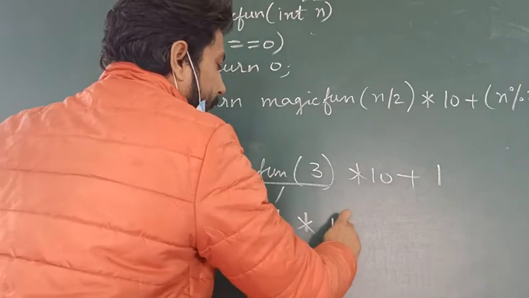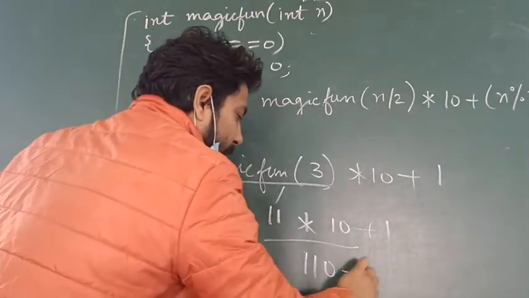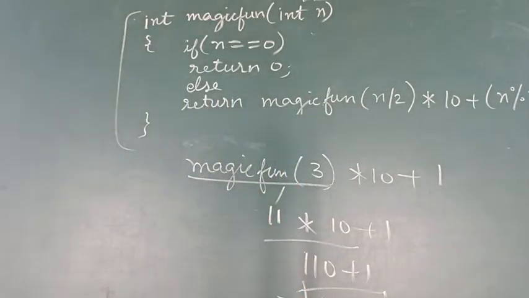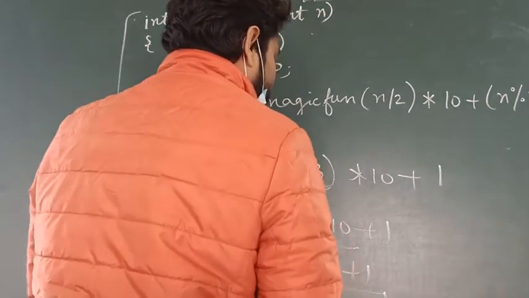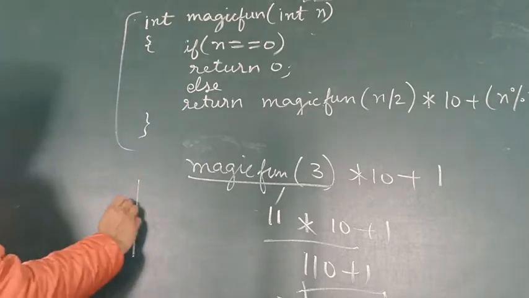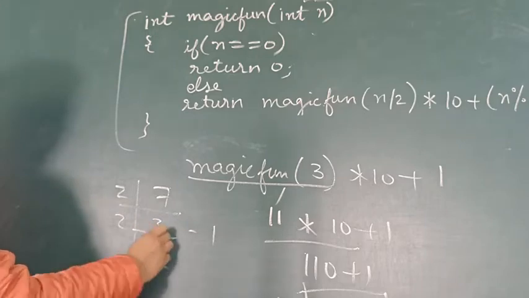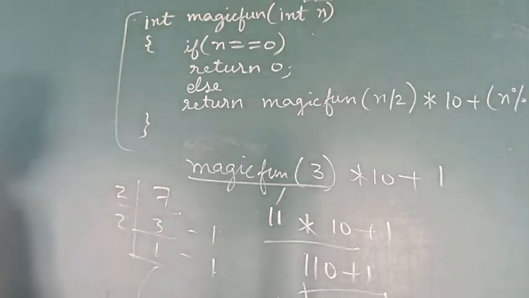So 11 into 10 plus 1. What is 11 into 10? 110. 110 plus 1, that is 111, not 1101. So your answer is 111. And what is the value of 7 when we find its binary? 2 threes are 6, remainder 1. 2 ones are 2, remainder 1. So 1 1 1.